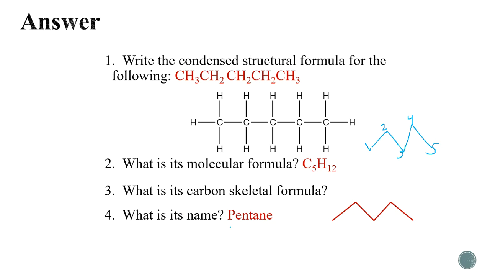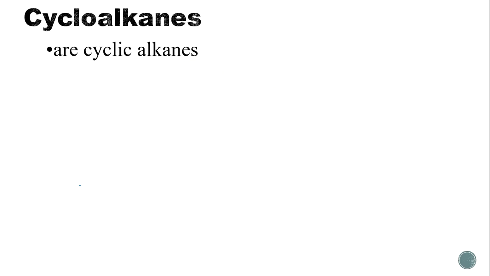And then what is the name? So it's 5 carbons. We have their prefix pent. All of these are single bonds, so it ends in A and E, pentane.